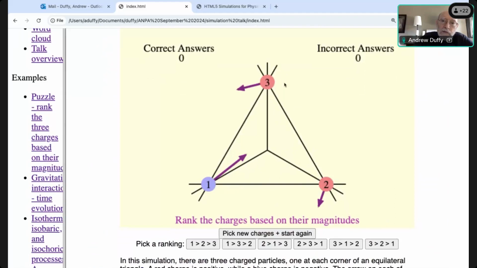So let's try another one. Let's look at 3 and we'll compare 1 and 2. And so here 1 is attracting 3 and 2 is repelling 3.